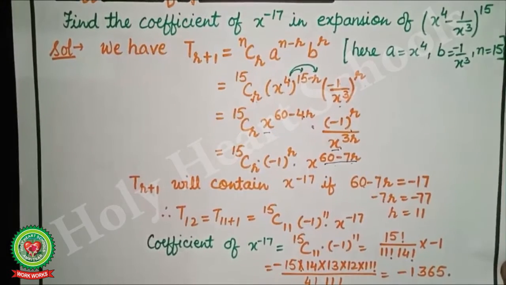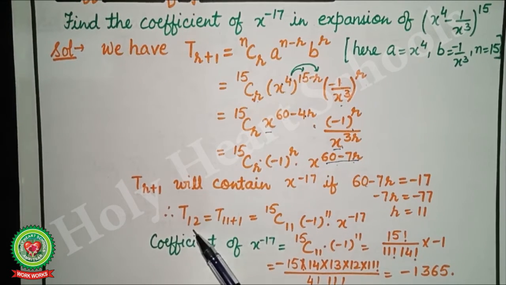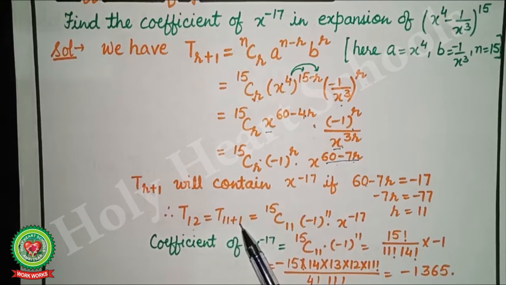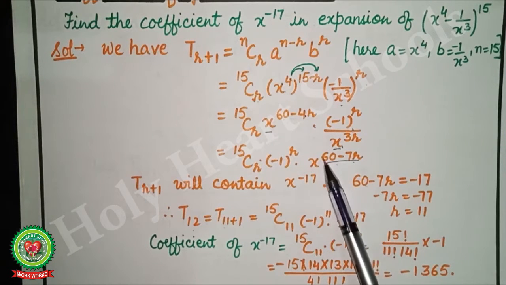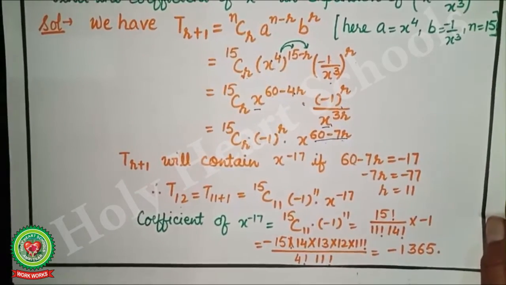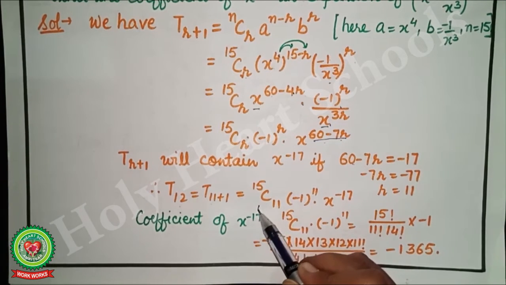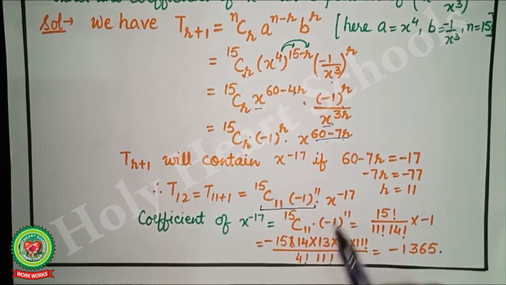So when you put this value of r in this general term formula, we get T12 = T(11+1), the value of r is 11. So here 15C11 (-1)^11, and on solving this we will get x^(-70). Now we only have to find the coefficient. No need for the term x^(-70). So the coefficient is the term coming with this x^(-70). It is 15C11 into (-1)^11.